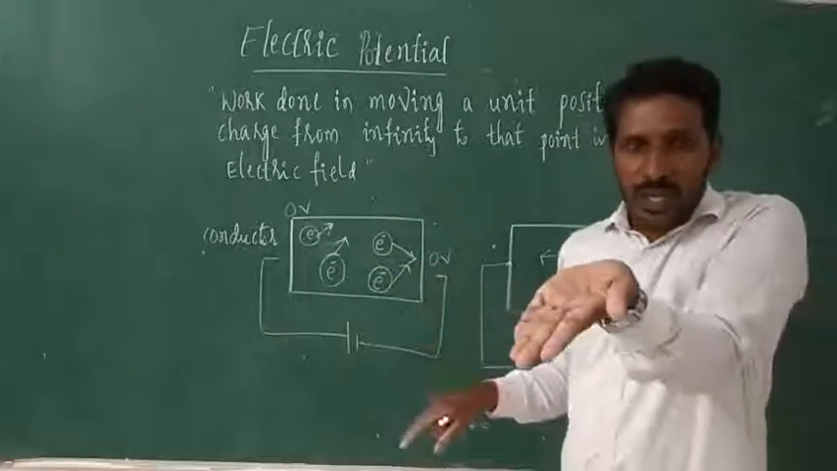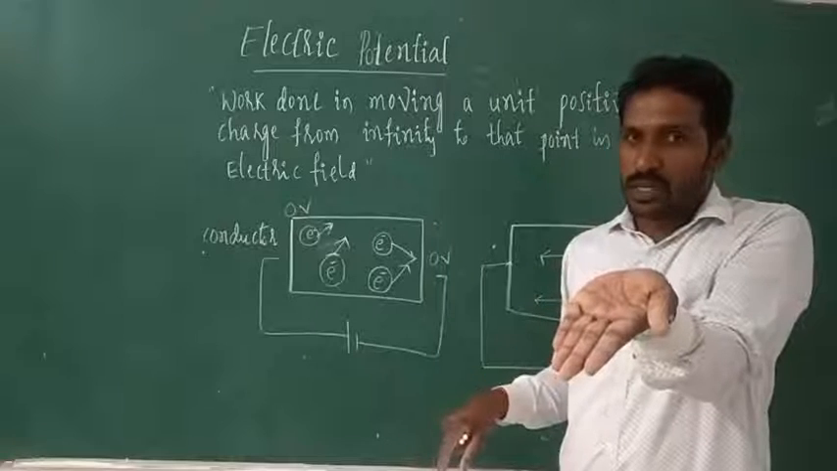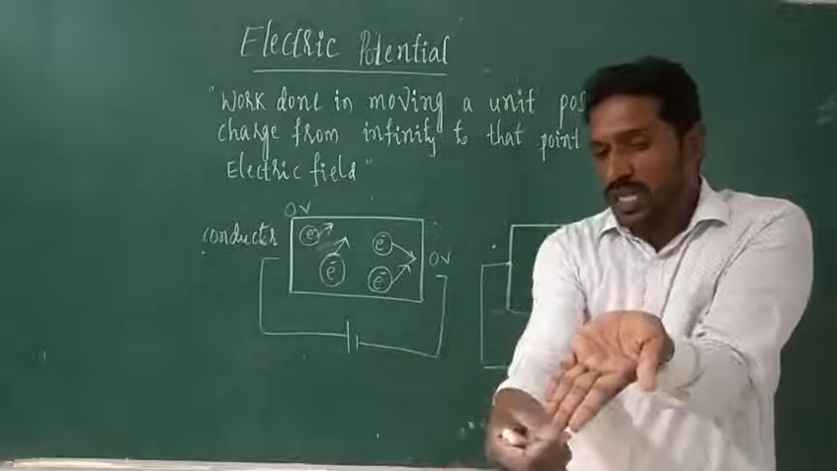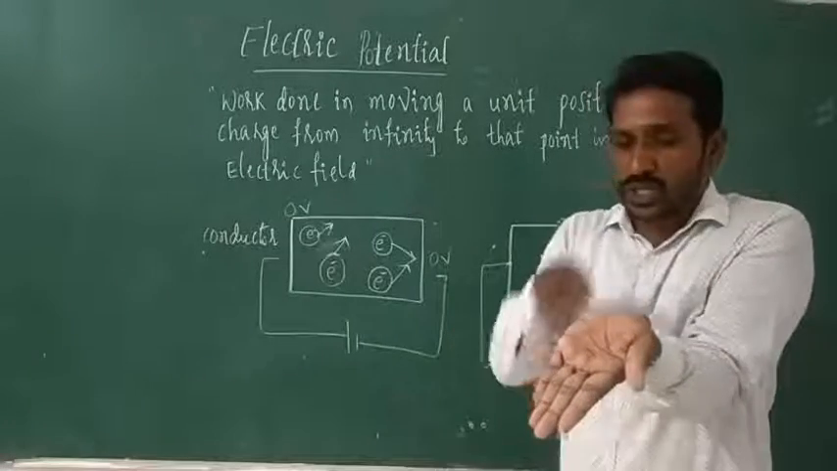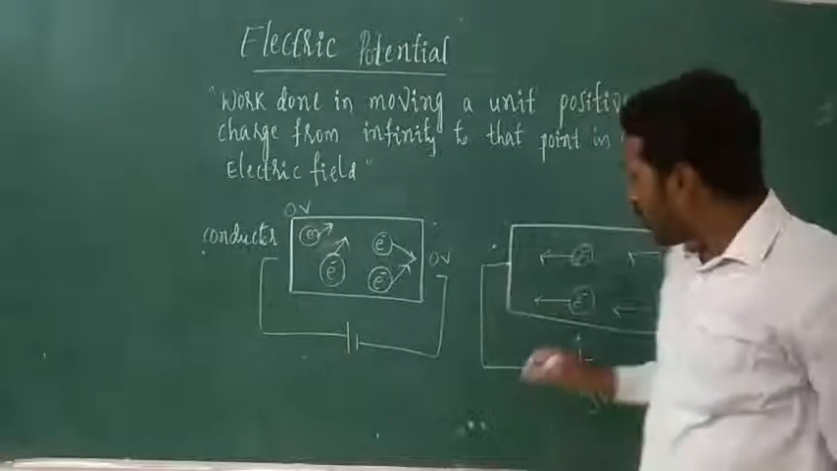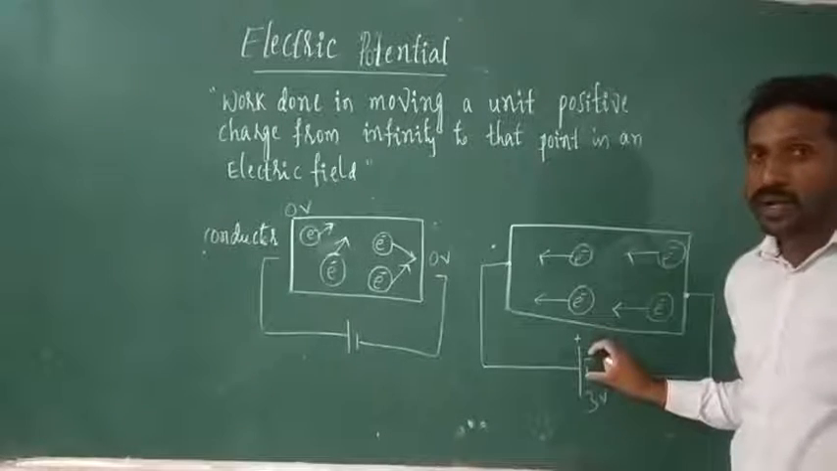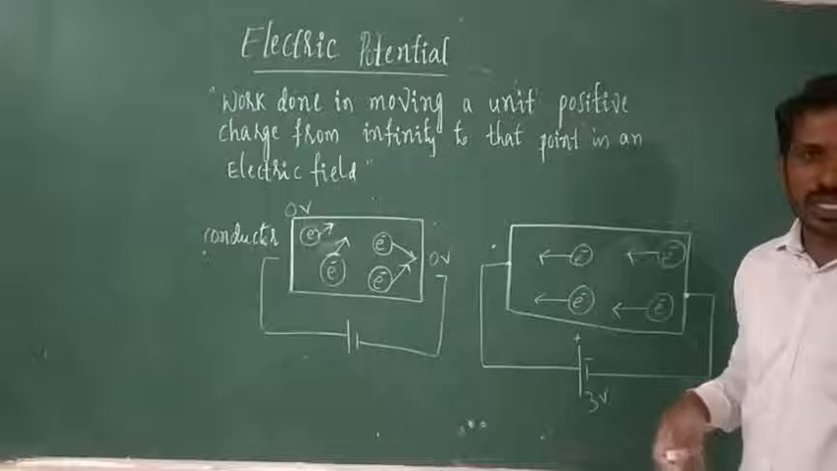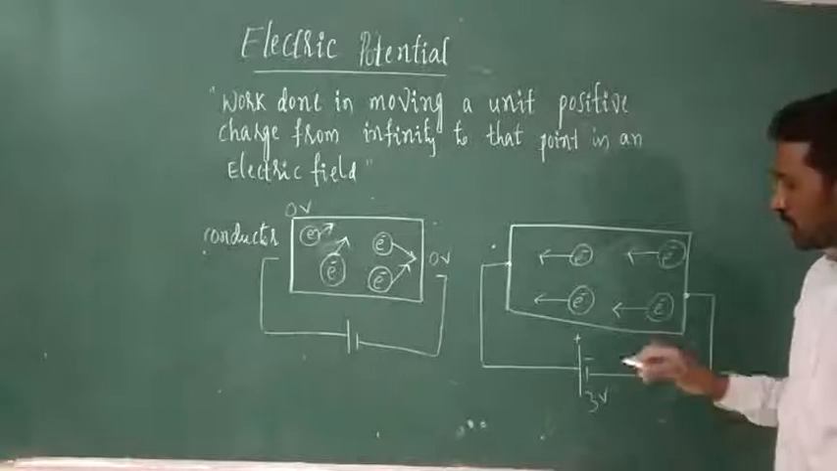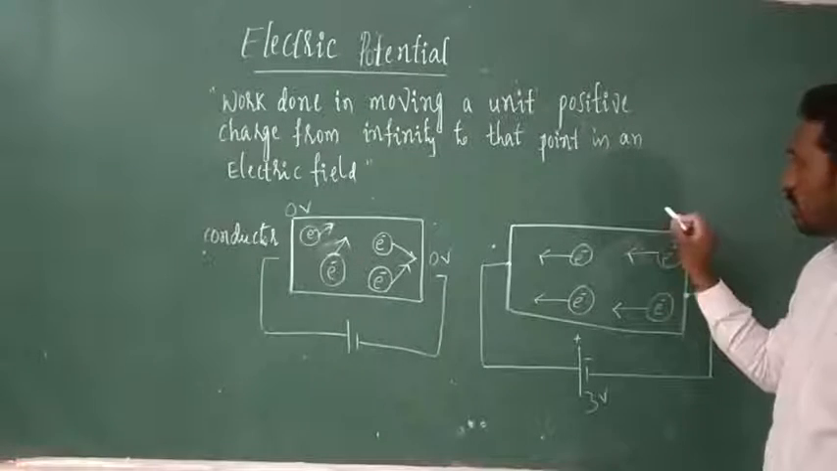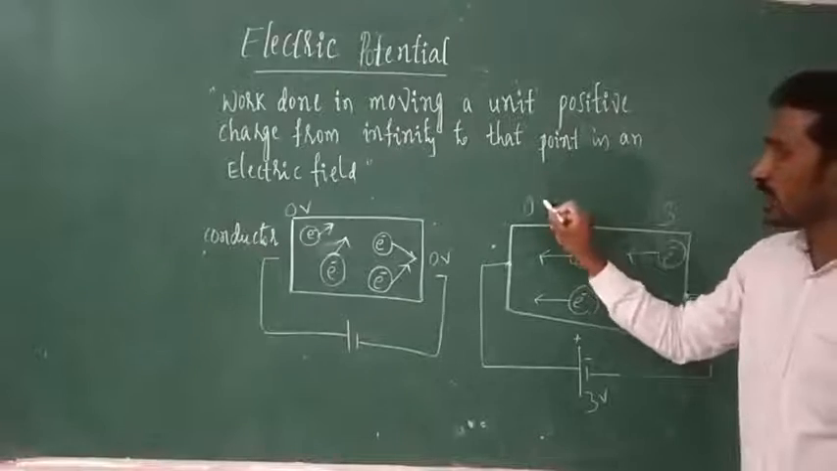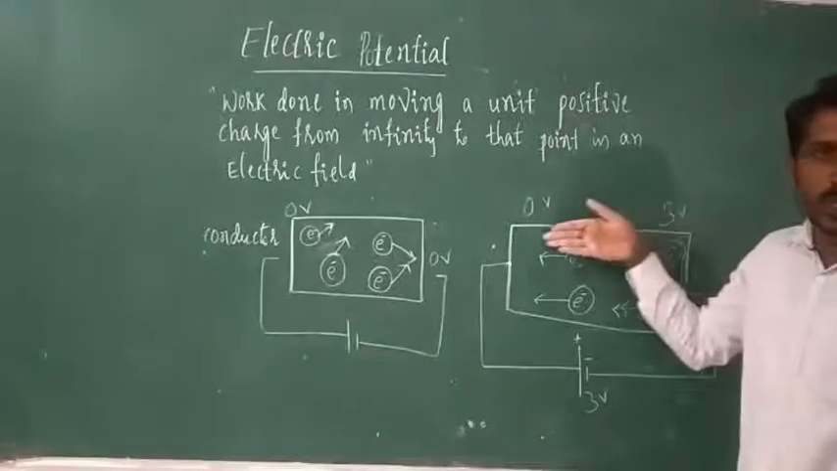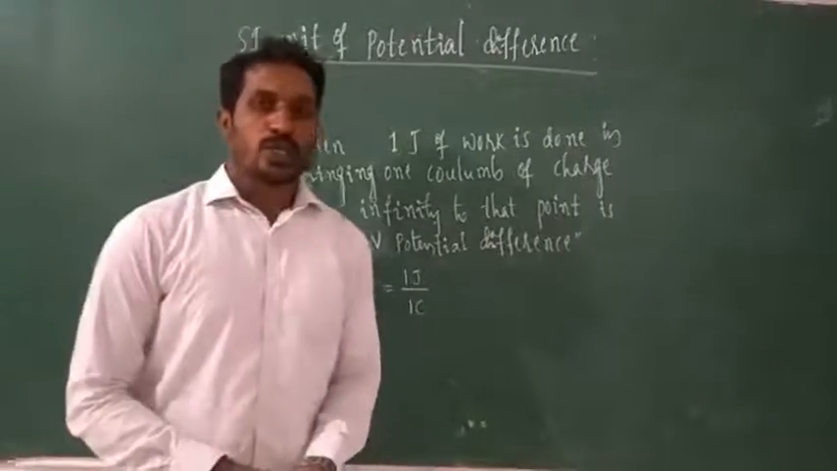When you tilt your lunch plate, one end will be at higher potential, another one at lower potential. Now charges move. When you connect a cell or battery, what will happen? There is a difference in potential. One will have 3 volt, another one will have 0 volts. Now charges move from higher potential to lower.